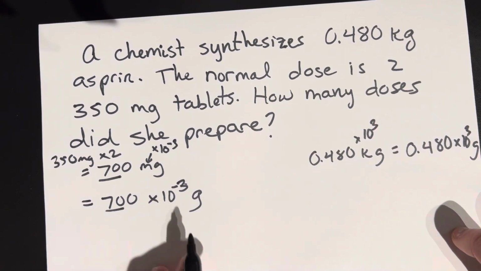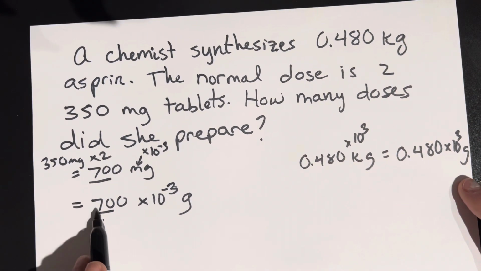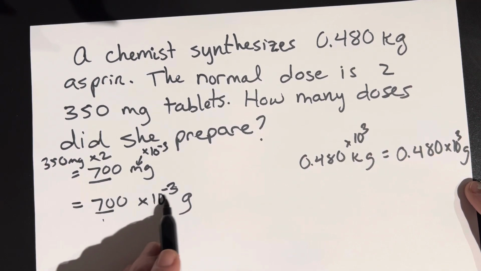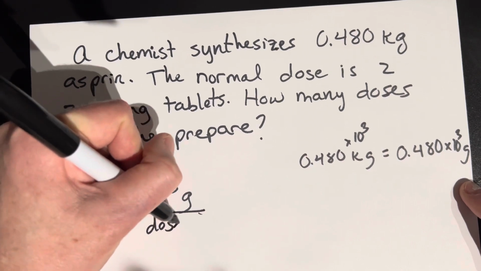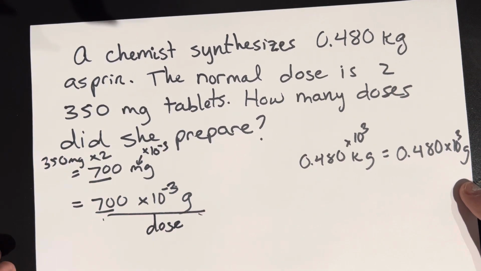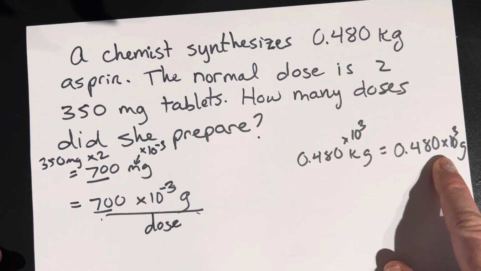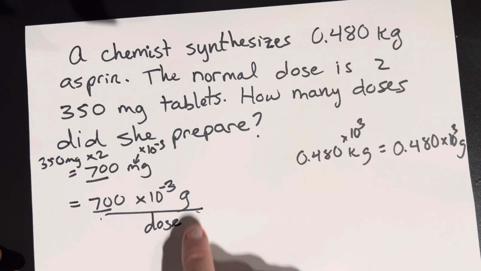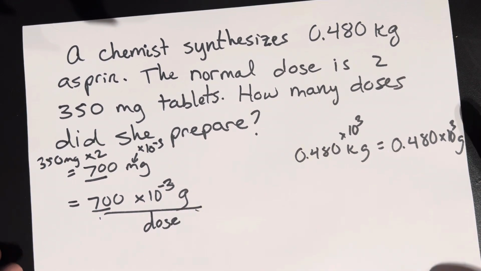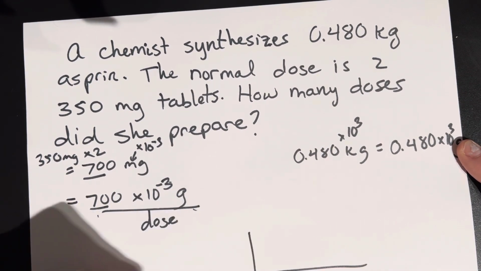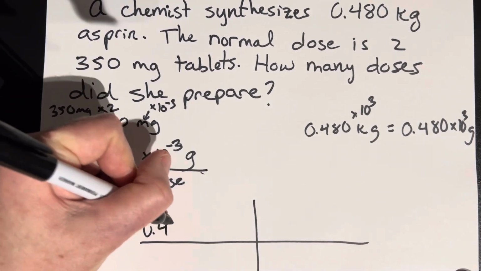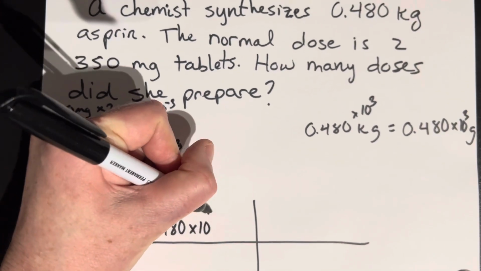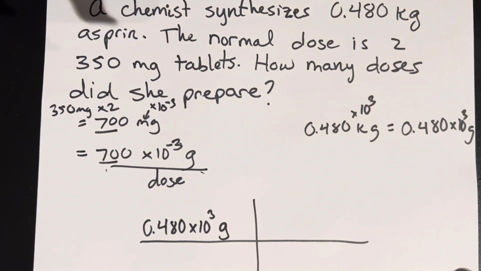Okay, so we need to get started. This is actually 700 times 10 to the negative 3rd grams, but it's not grams, it's grams per dose. This is the amount that we would have in a single dose, and this is the amount that they made. In other words, this is kind of like the given. This is the thing with 1 unit, and this thing has 2 units, the grams and the dose. So if we start off like this, we know that the 0.480 times 10 to the 3rd grams is going up here.